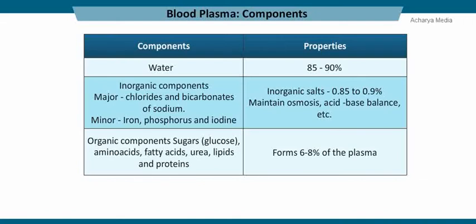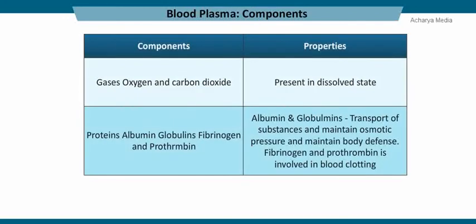Organic components. About 6 to 8% of plasma is represented by organic components. The major organic components are sugars, especially glucose, amino acids, fatty acids, urea, lipids, and proteins. Blood contains heparin, which helps in the clotting of blood. Plasma contains a small amount of gases such as oxygen and carbon dioxide. These gases are present in a dissolved state.